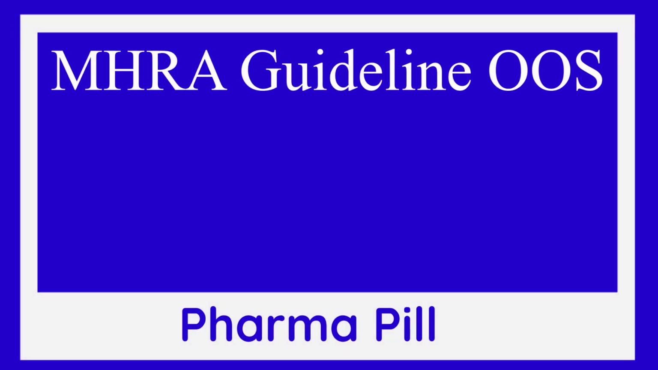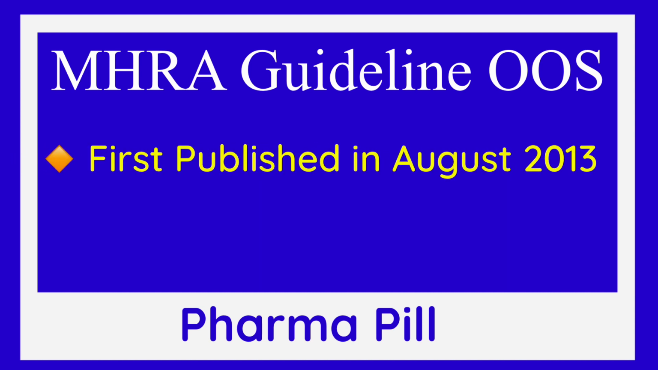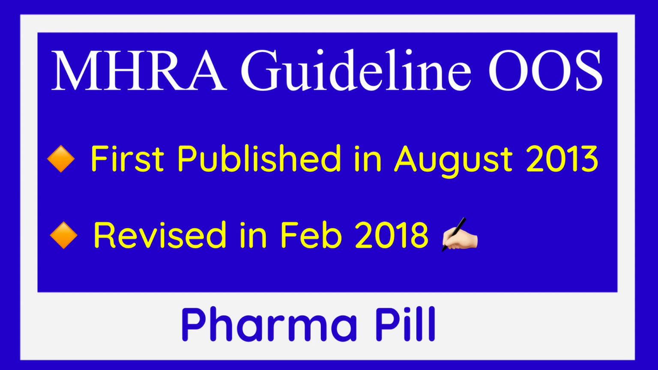The MHRA guideline for OOS investigation was first published in August 2013. When this guideline was first released, there was a mixed reaction from the pharma industry, mainly because the guideline was in the form of flowcharts and there was no clarity on the retesting. Because of these reasons, the MHRA guideline on OOS investigation was revised in February 2018. This revised version has offered a stepwise systematic approach on what should be considered at each stage of the investigation.